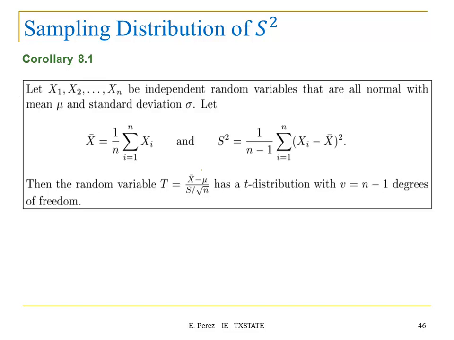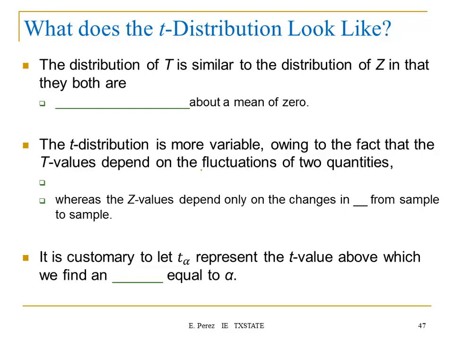Okay, so the distribution of t is similar to the distribution of z in that they both are symmetric and bell-shaped about the mean of 0. The t distribution is more variable owing to the fact that the t values depend on the fluctuations of 2 quantities. What are those 2 quantities?